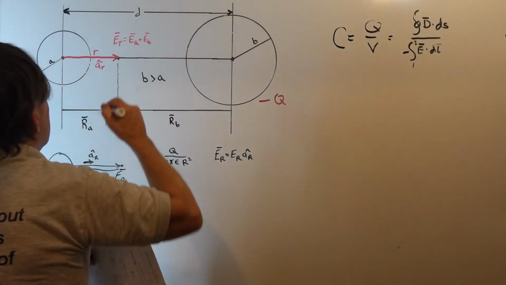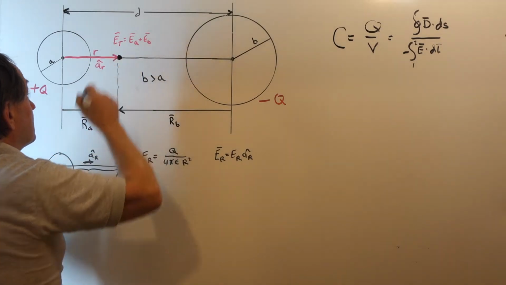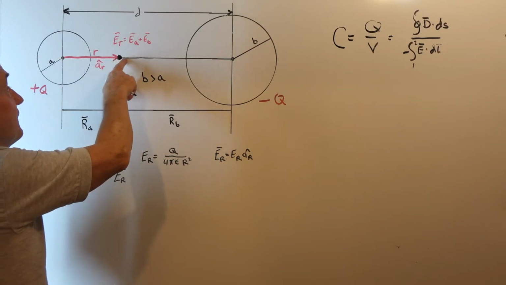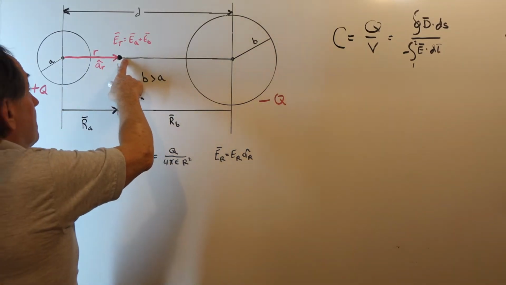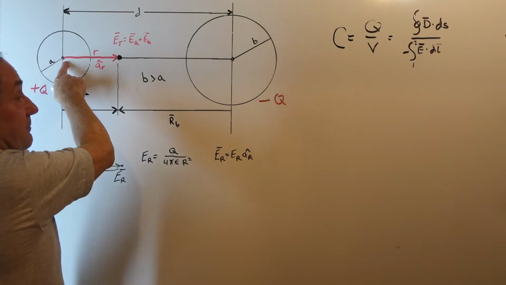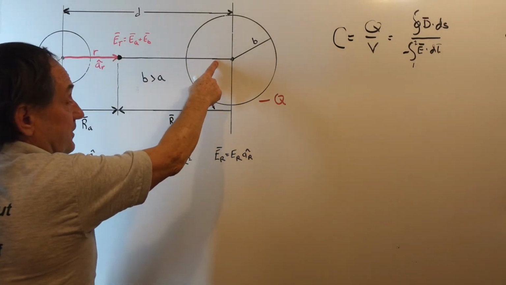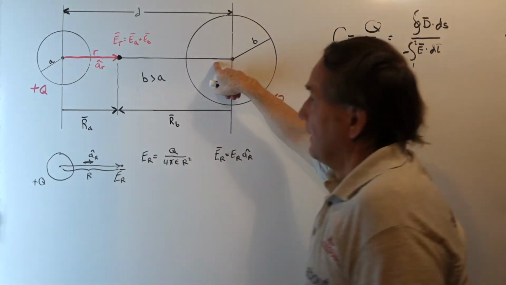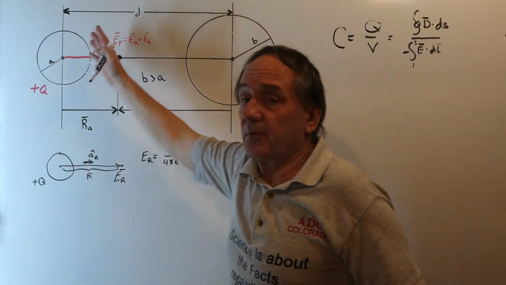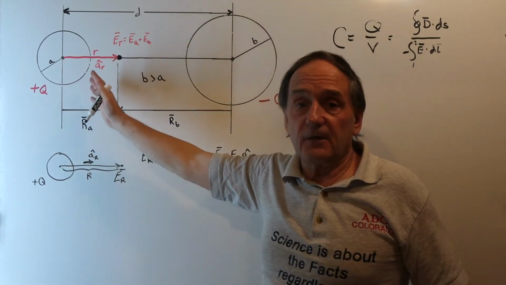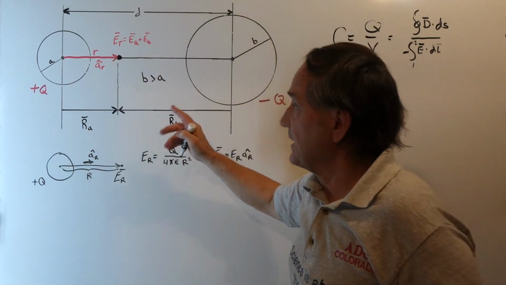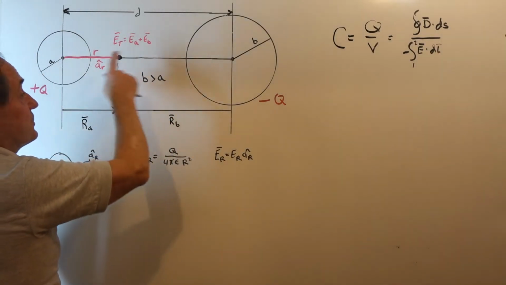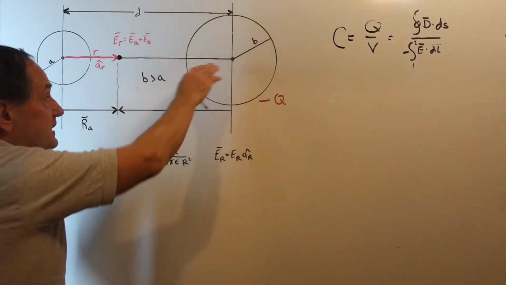So the electric field at some point, little r, out from the center of the smaller sphere is the sum of the fields contributed by this sphere plus the field contributed by this sphere. This is a linear field problem, and because it's linear, superposition applies. So the field at this position is the sum of the contributions from each of the spheres.